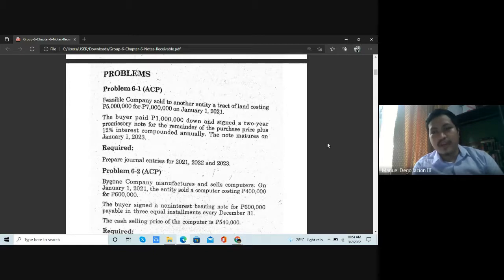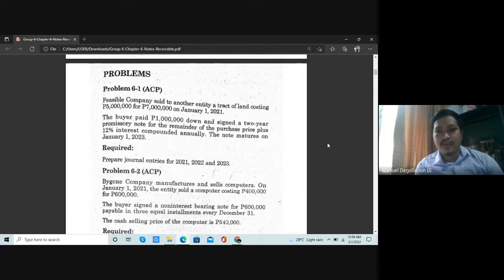So if we're talking about 5 installments of 1 million each, out of the 5 installments, only the first installment will be presented as a current asset because in the next 12 months, we are only expecting to collect the first installment. So the 5 million notes receivable would actually be split into two presentations. There will be 1 million presented as a current asset, while the remaining 4 million will be presented as a non-current asset.